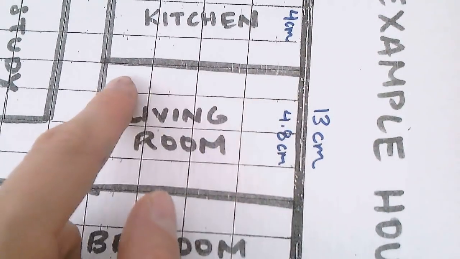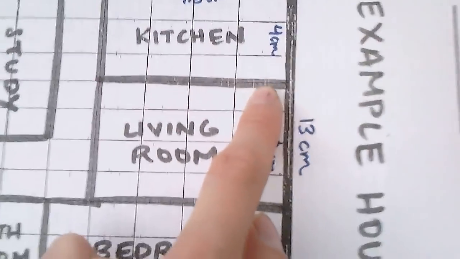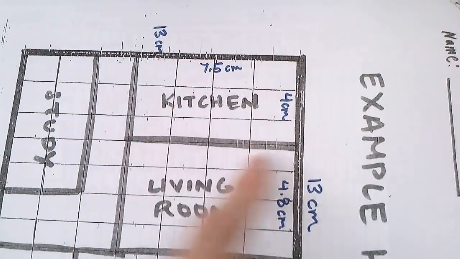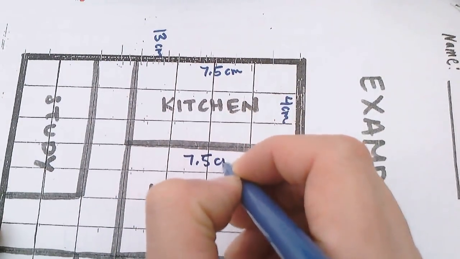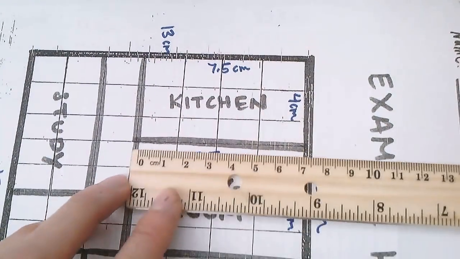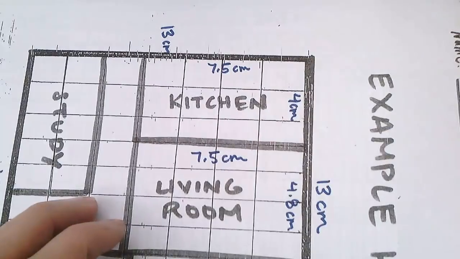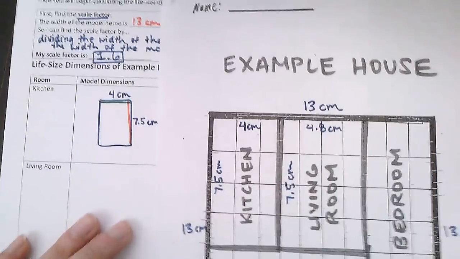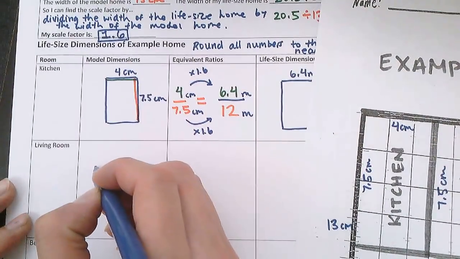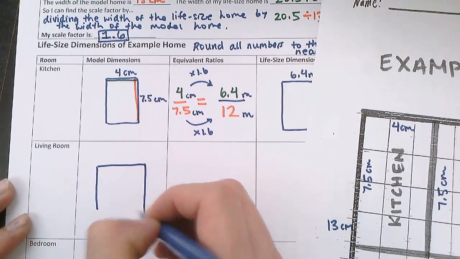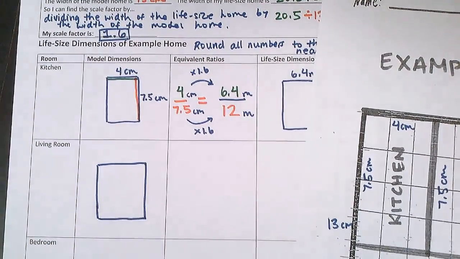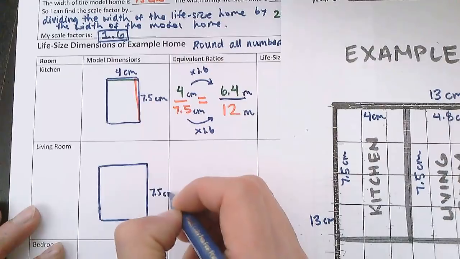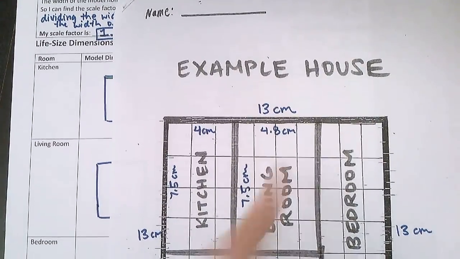now I can measure it, but I actually know, you see how the length of this living room is the same as the length of this kitchen? So I already know if this is 7.5, then this is 7.5. Right, and you can double check if you want to. Yep, 7.5. Okay, so I'll draw my living room. Kind of like that, a little bit. And I label it with these dimensions, 7.5 centimeters and 4.8 centimeters.